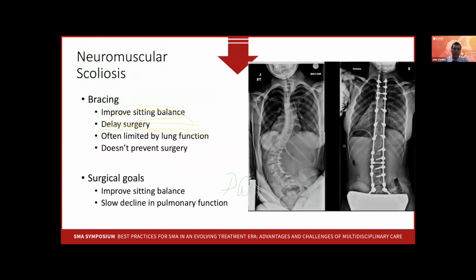So when the patients do need surgery, our goals are to improve sitting balance and then hopefully to slow the decline in pulmonary function, though we know that we certainly can't reverse it.